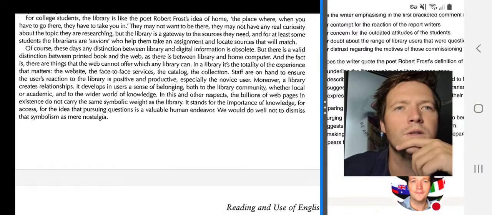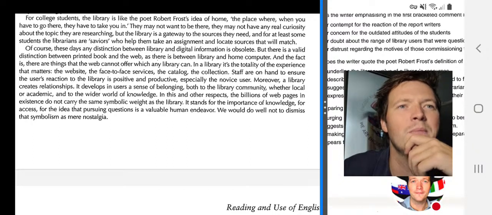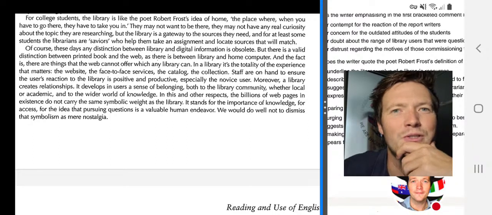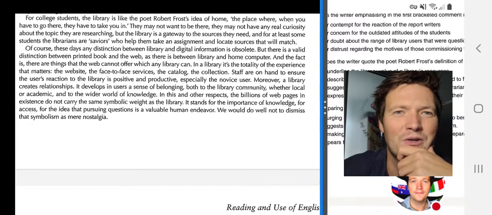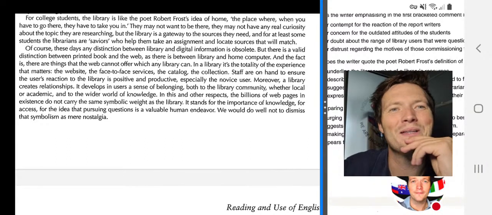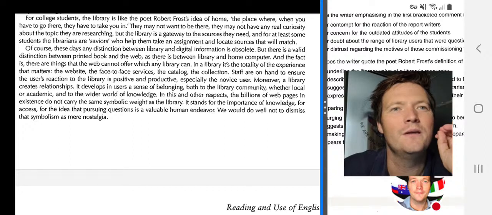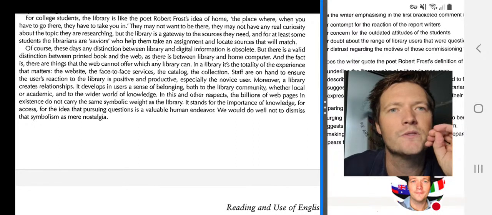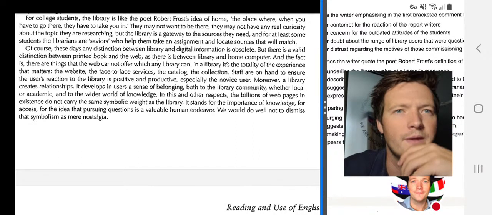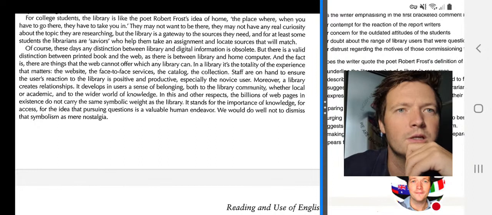They may not want to be there. They may not have any real curiosity about the topic that they are researching, but the library is a gateway to the sources they need. And for at least some students, the librarians are saviors who help them take an assignment and locate sources that will match.